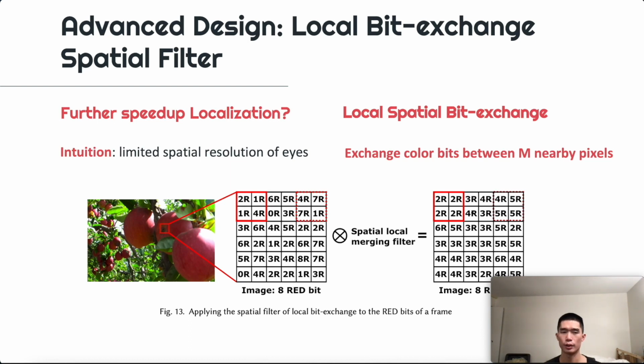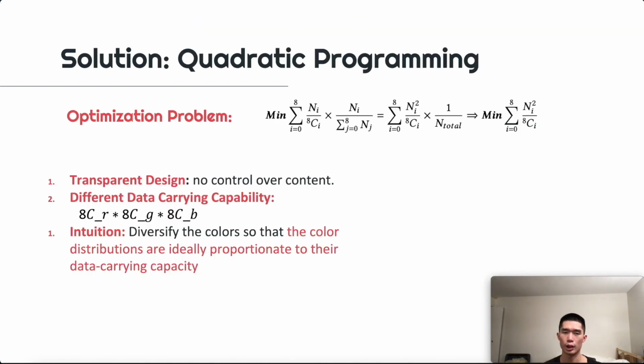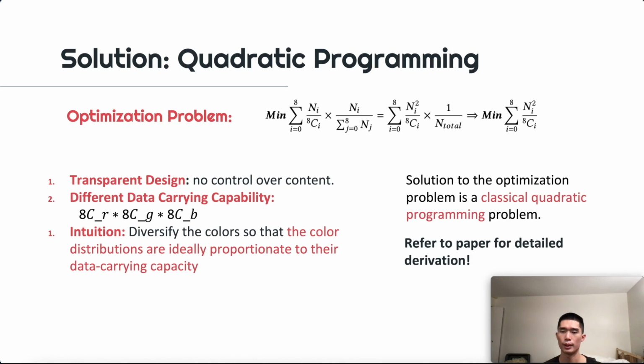That's based on the intuition that human eyes also have a pretty limited spatial resolution. And nowadays, monitors or projectors can support up to 4K resolutions pretty easily. So we could actually exchange some color bits between nearby pixels. We call this the local bit exchange technique. This technique is an optimization problem, which has an objective function in mind, which is the average localization speed. The intuition in solving this problem is that we diversify the colors on each frame, such that the color distribution is ideally more proportionate to their data carrying capability. Please refer to the paper for more details.